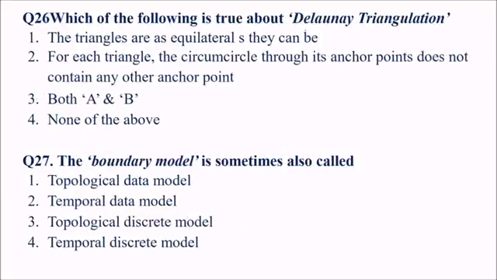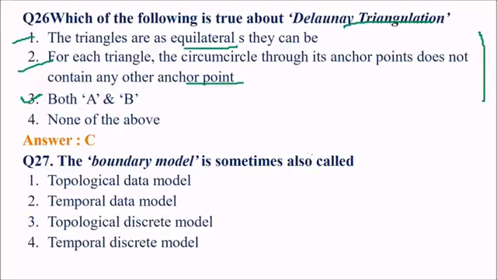Which of the following is true about Delaunay triangulation? Delaunay triangulation. Now these are options for you. Now please answer them. Which is the correct answer? And you got it right, both A and B. The triangles are as equilateral as they can be. And for each triangle, the circle through its anchor points does not contain any other anchor point. Both of these are correct.